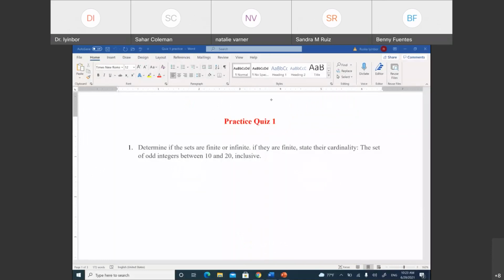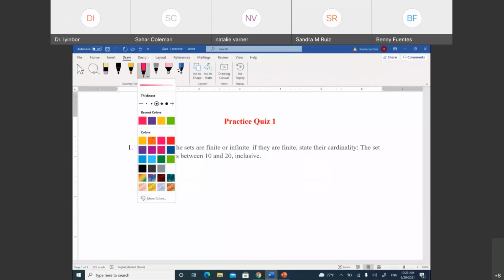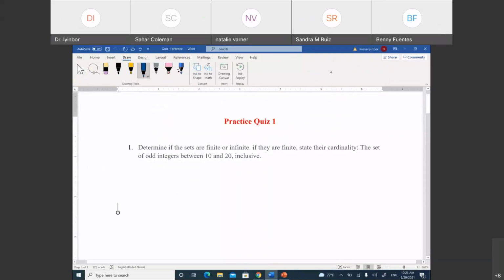So I'm going to start with number 1. Number 1 says, determine if the sets are finite or infinite. If they're finite, state their cardinality. So this is the set of odd integers between 10 and 20, inclusive. Inclusive means you include 10 and you include 20, okay?